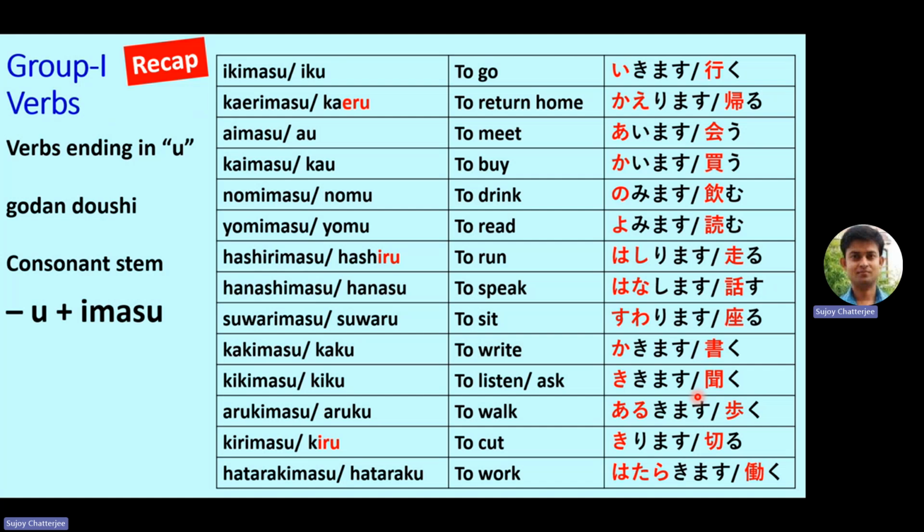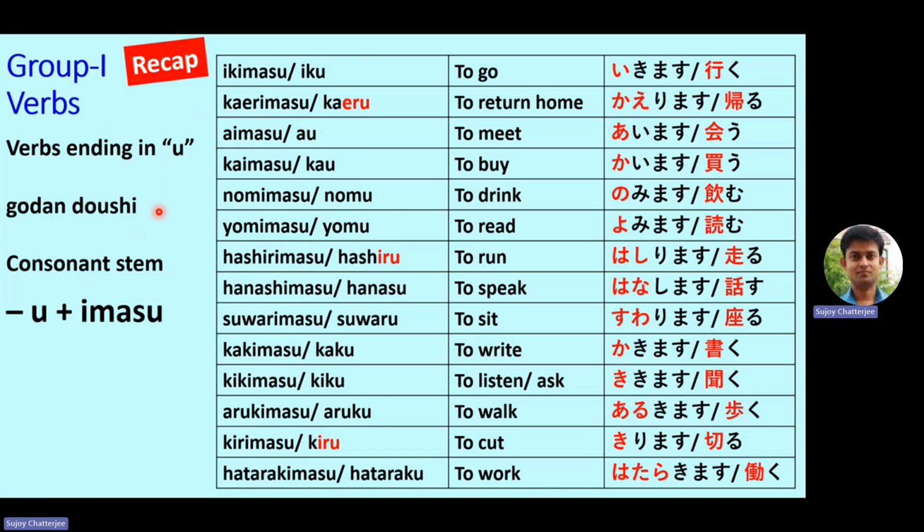So group 1 verbs. You might remember we discussed that group 1 verbs are those verbs that end in u sound. As we discussed earlier in the previous lesson, it is better to write in English in Roman script, so that you understand how these conversions are taking place. So if the verbs end in u, for example, iku, kaeru, au, kau, nomu, and so on, then these verbs are called godan doshi, and these are also called consonant stems. So these stems, iku, au, nomu, yomu, these are all consonant stems.